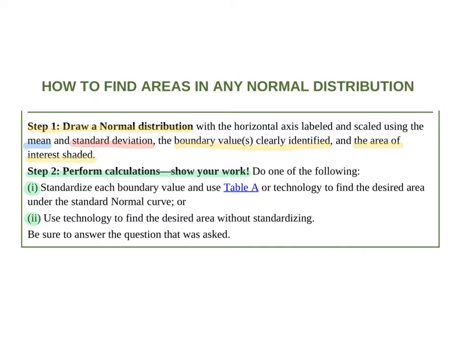First, let's talk about how to find areas in any normal distribution. So first step is to draw a normal distribution or create one using technology. And remember, a normal distribution is that lovely bell-shaped curve that is split right down the middle by our mean, or little mu. And then we've got our standard deviations to the left and to the right that follow that 68, 95, 99.7 rule. Gotta love it.